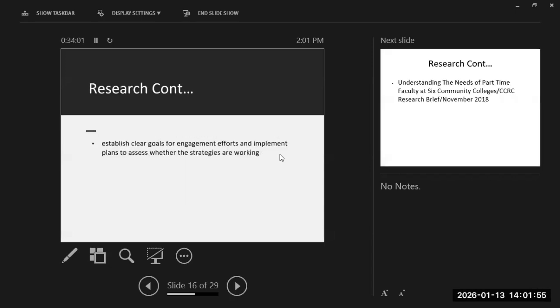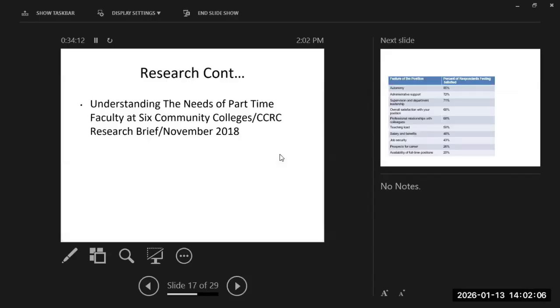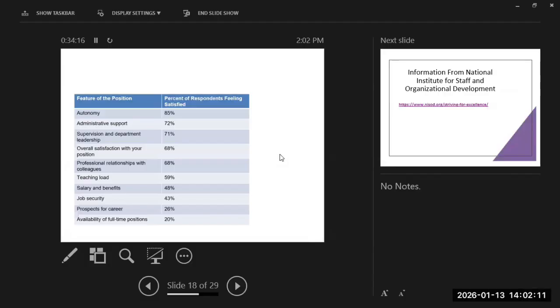And establish clear goals for engagement efforts and implement plans to assess whether the strategies are working. So that was all what the research said. And then I just pulled this out of that article. It talked about the feature of the position and the percent of respondents feeling satisfied. So when you look down the list, I thought, does this kind of look like what our adjuncts would say?